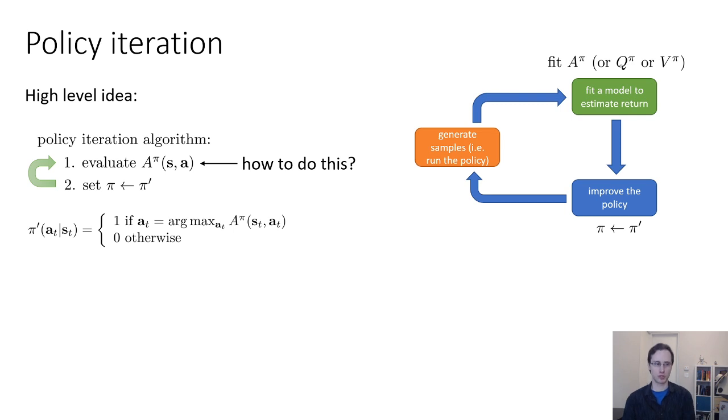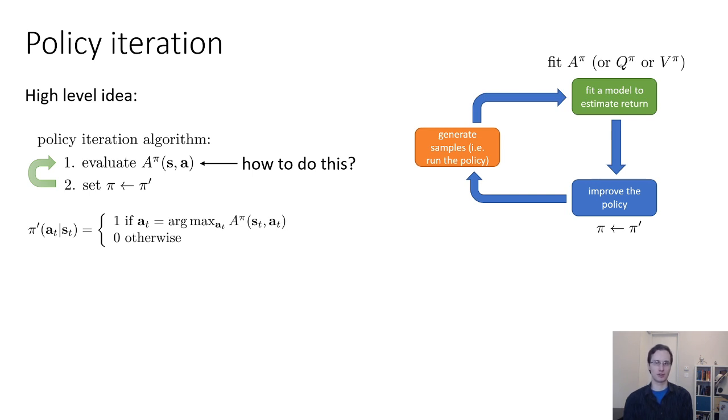So step 2 is pretty straightforward, especially if we have a discrete action space. Computing an argmax is not hard to do by simply checking the advantage value of every possible action. If you have continuous valued actions, things get a little more complex, and we'll cover that case in the subsequent lecture. But for now, let's say that we have discrete actions. The big puzzle is really how to do step 1.